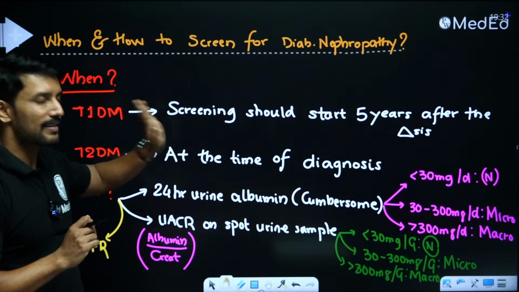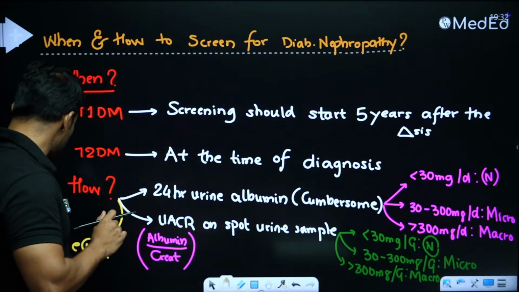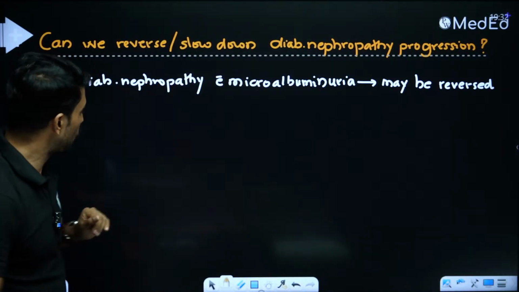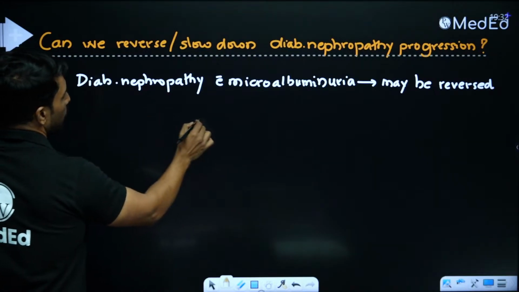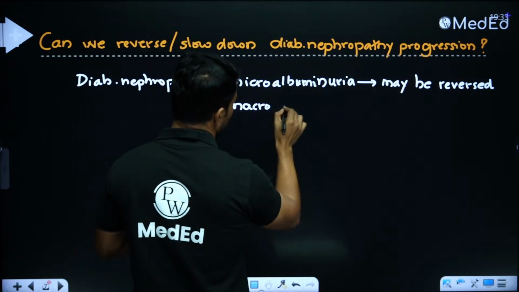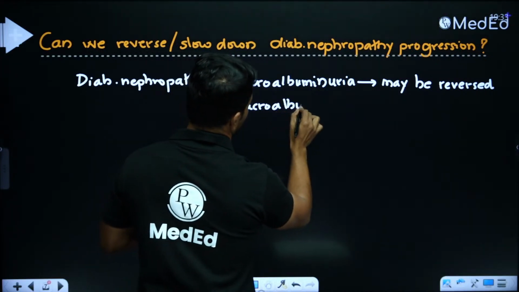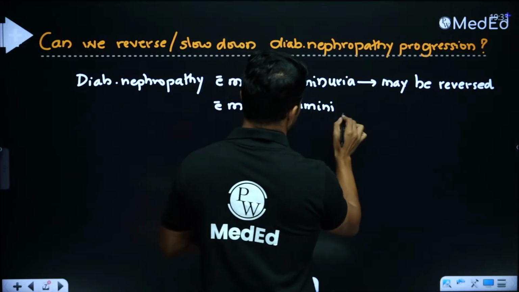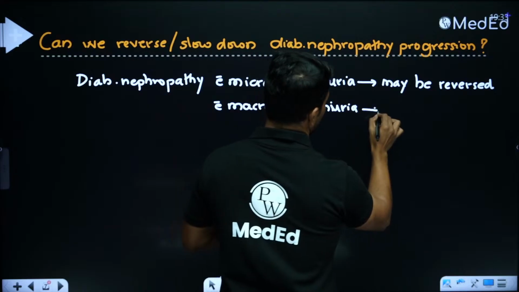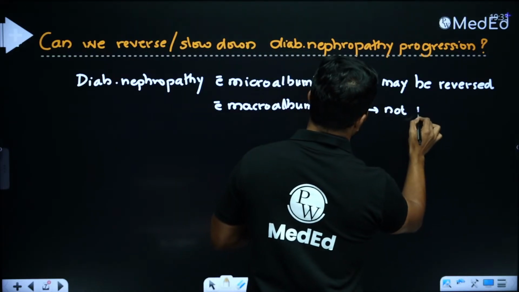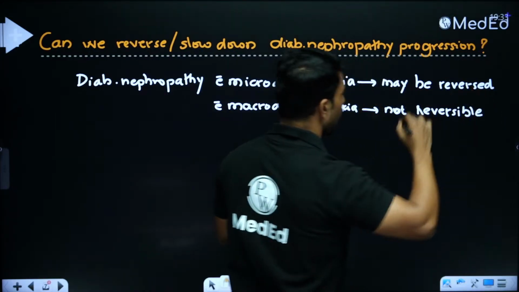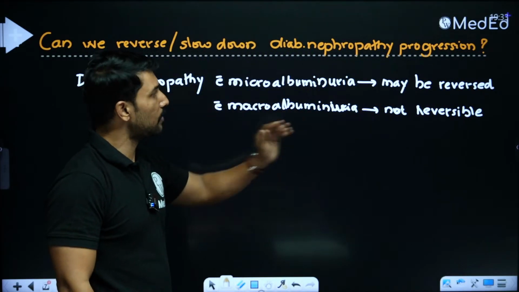If it is type 2, at the time of diagnosis itself. And if the patient is in the early stages, that is still in the microalbuminuria stage, it may be reversed, and we are doing a good job for the patient. But nephropathy with macroalbuminuria, already losing more than 300 milligrams of albumin, it is not reversible. Now he will continue to progress, and when he is going to continue to progress, the question is, how do I slow down the progression?